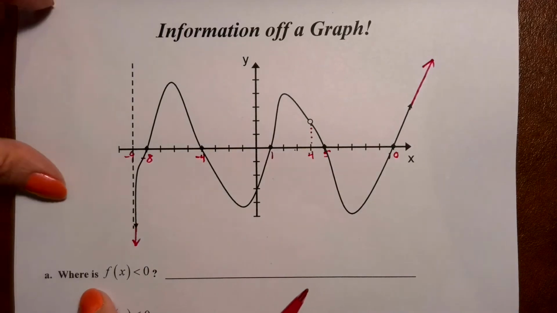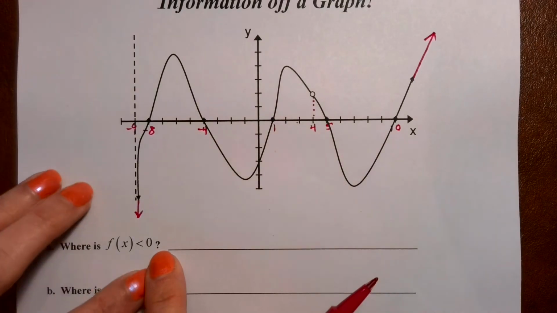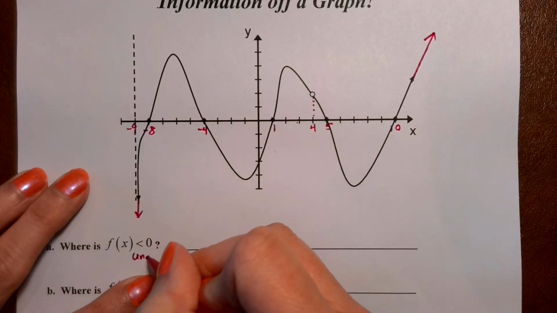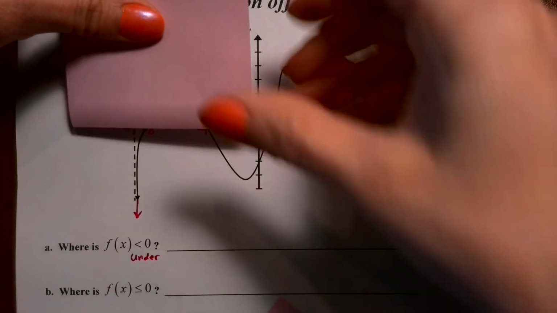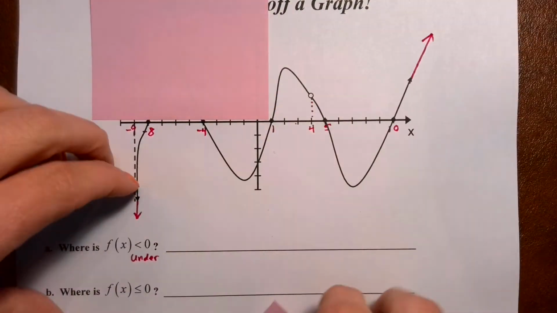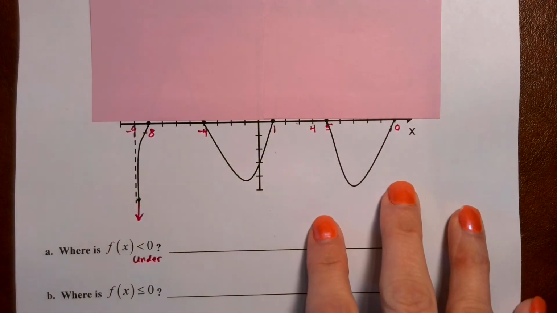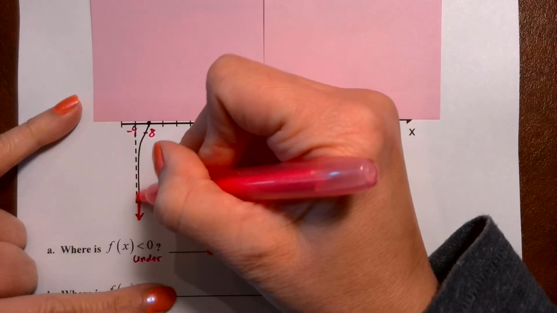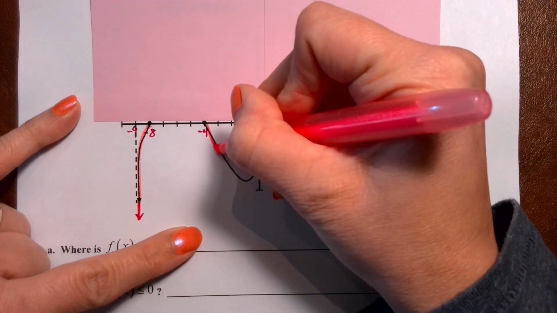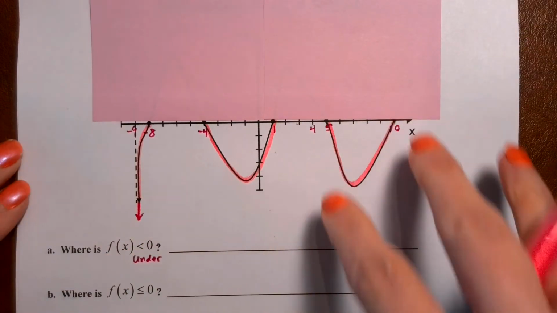Now, the first question says, where is f of x less than 0? Less than 0 means that you're going to be under the x-axis. What helps some people is to totally cover up the graph that is above. You're not allowed to see any of that graph, only the graph that's under. I'm going to highlight all this graph here. This branch is under, here's another branch that's under, and then here is another branch that's under.